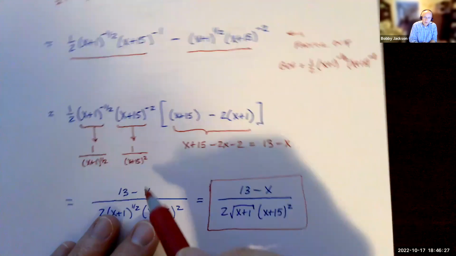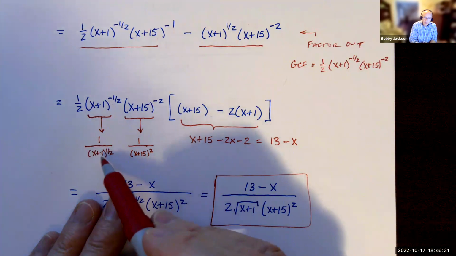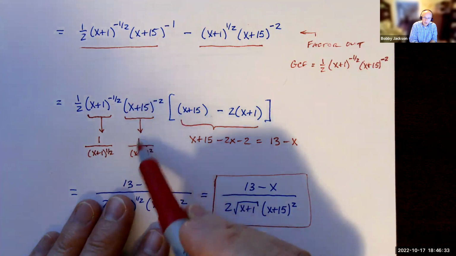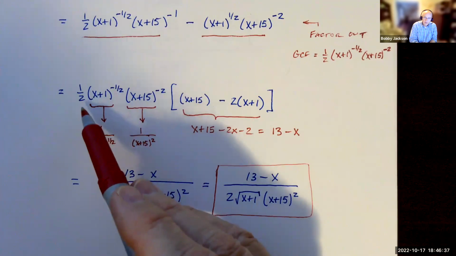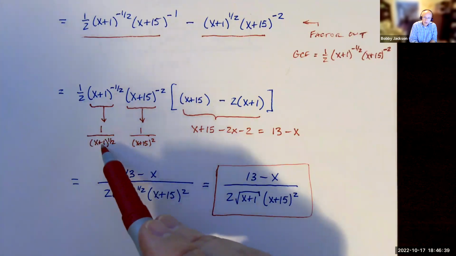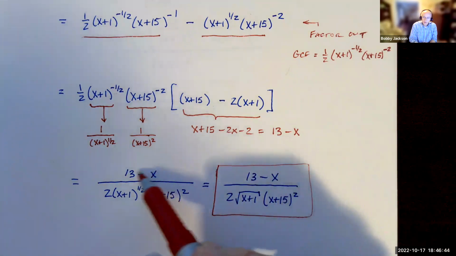And now I can rewrite without negative exponents because x plus 1 to the negative 1/2 is 1 divided by x plus 1 to the 1/2. This is 1 divided by x plus 15 to the second power. Of course, I got 1 divided by 2 here. So the 2, this thing are all in the denominator. And this, of course, is in the numerator.